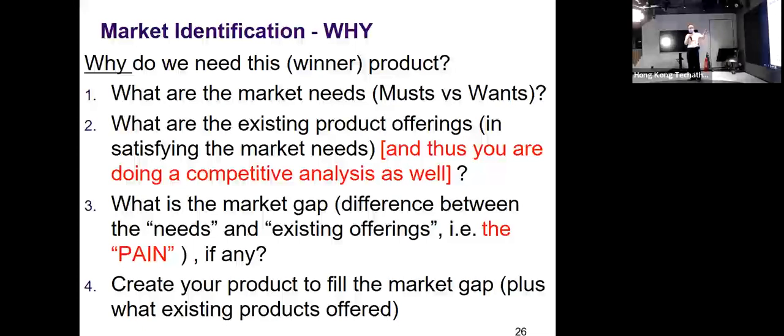Otherwise, you will be able to know what are the existing models. So this is your competition. So you are doing a competitive market. So what is the market gap? This is what the market wants. This is existing offering. So there is a gap, right?